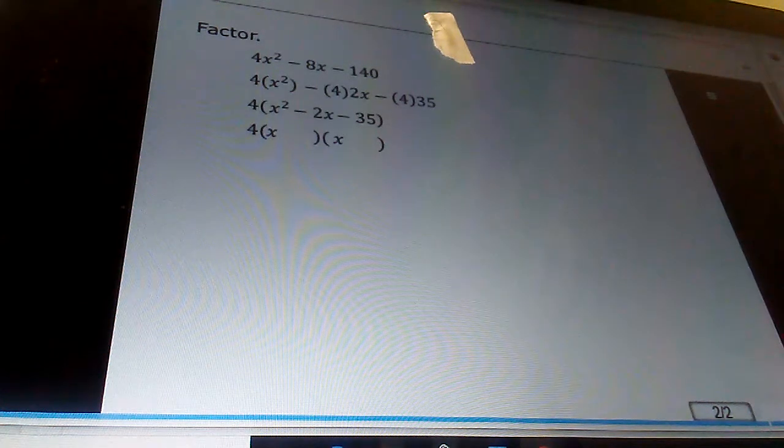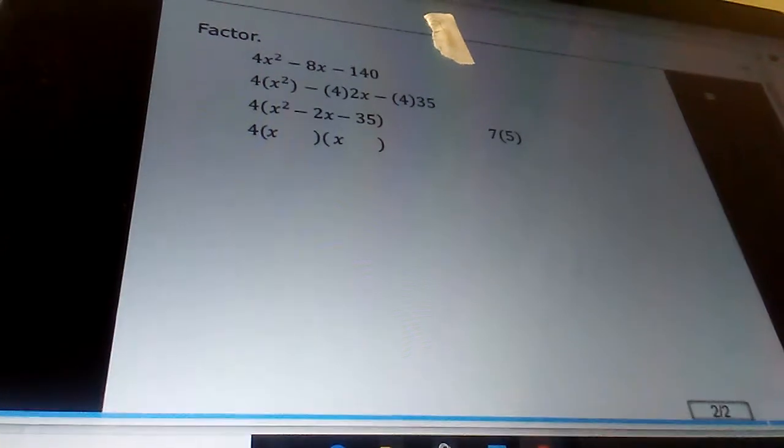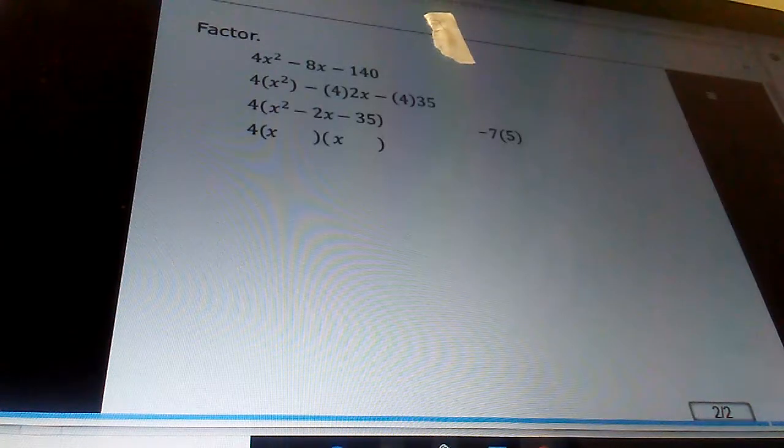Well, we know that 7 times 5 is 35 and 7 minus 5 is 2. To get a negative product, we want one of the factors to be negative. To get a negative sum, we want the greater number, 7, to be negative. That means the factors we want are negative 7 and positive 5. So the factored trinomial is 4 times x minus 7 times x plus 5.